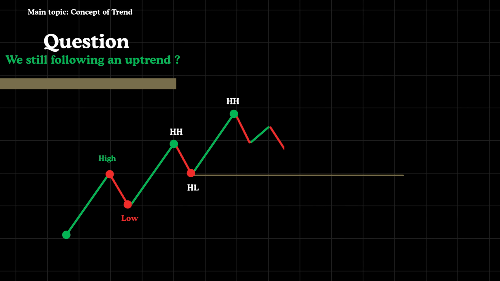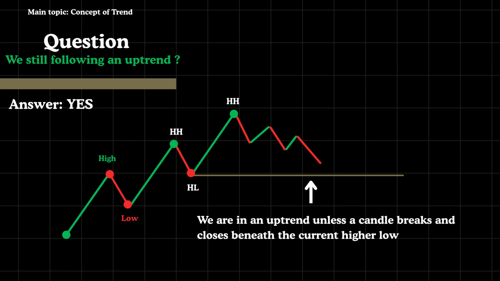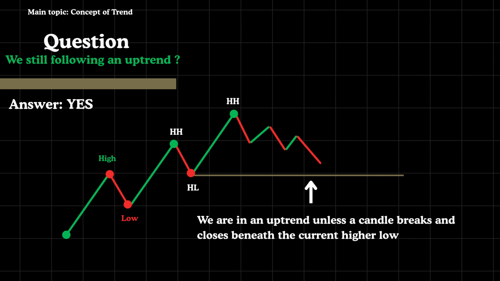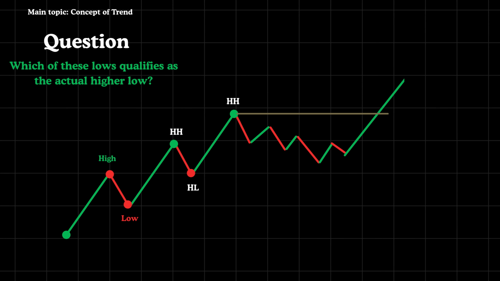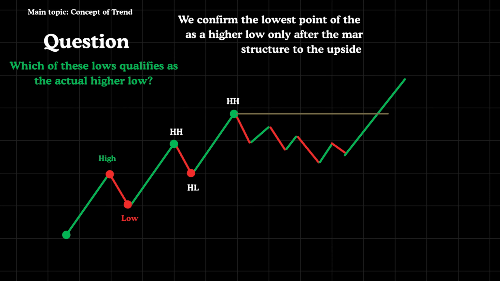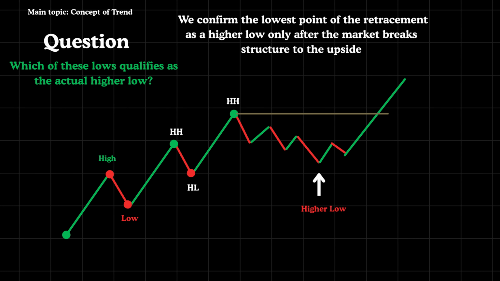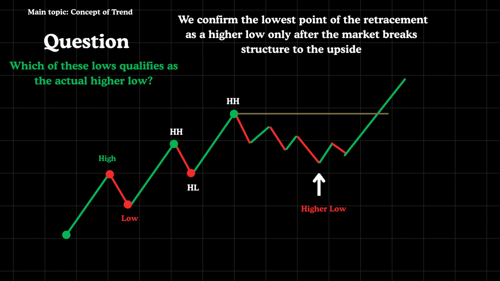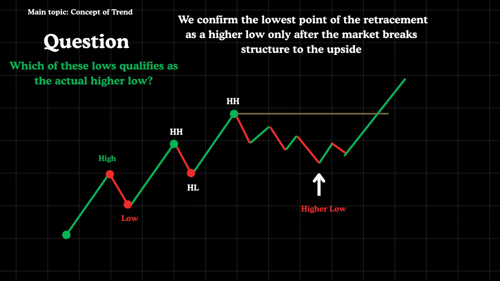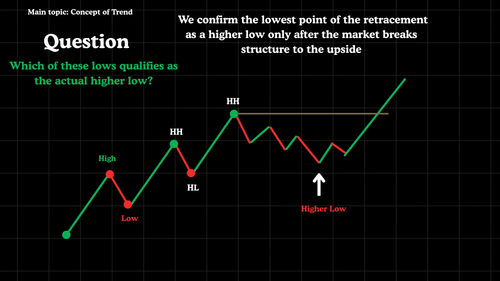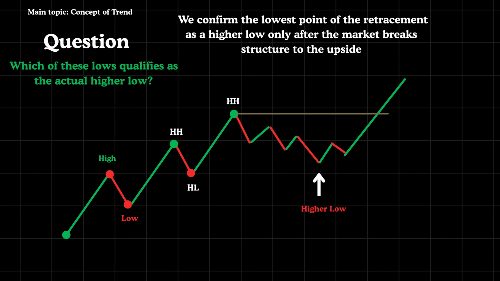What about this point? The answer remains yes, we are in an uptrend unless a candle breaks and closes beneath the current higher low. Now here's another question: which of these lows qualifies as the actual higher low? We need the answer as we confirm the lowest point of the retracement as a higher low only after the market breaks structure to the upside. So in this situation, this point is our lower high, and if it gets broken downward, it could indicate a potential shift in trend. Keep in mind the same logic applies when analyzing a downtrend.